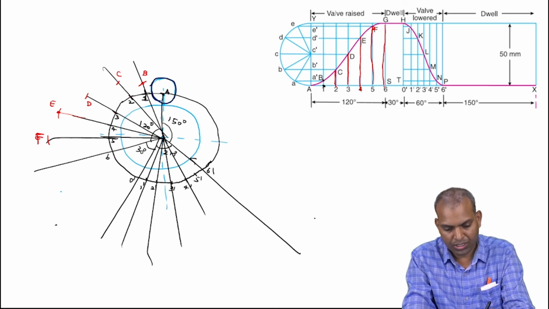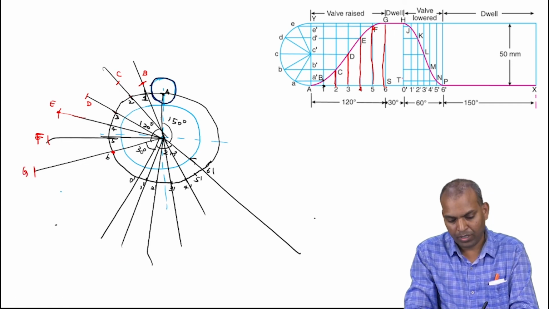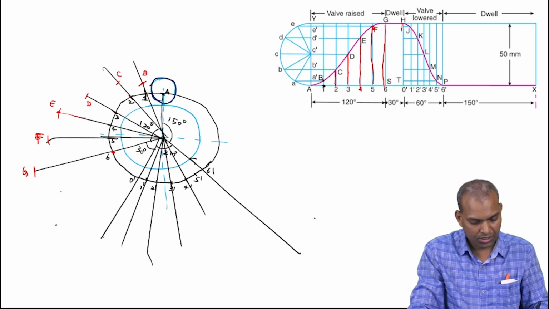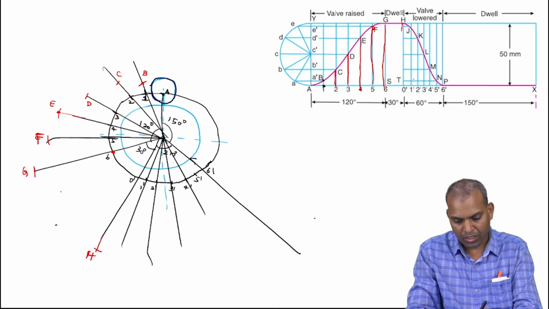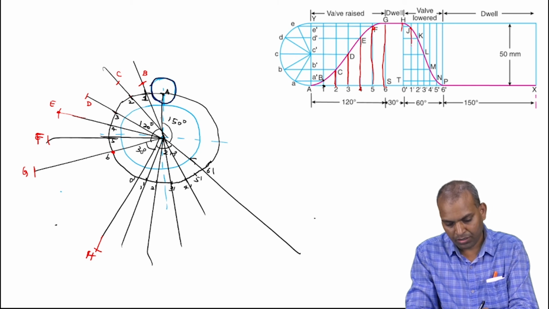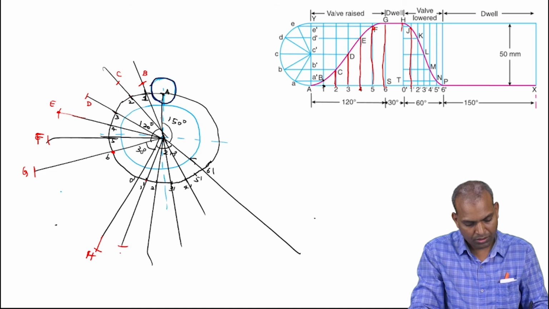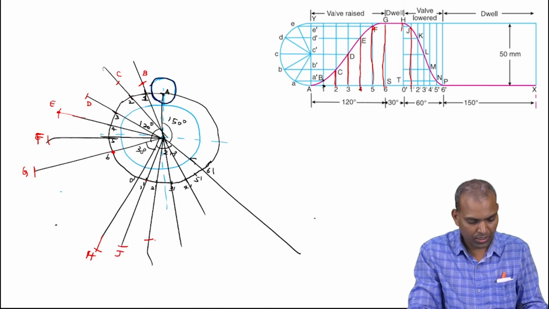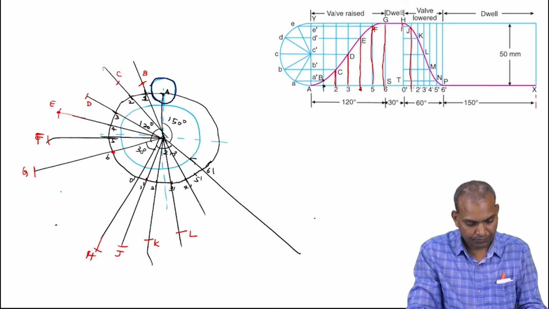Next, 6 to G. There is a distance. This is the G. Similarly, from O dash to H. This is the O dash and it is approximately H. And 1 dash to J. This is the point J to 1 dash. What is the distance 1 dash to J? Next, similarly 2 dash to K, 3 dash to L, 4 dash to M.